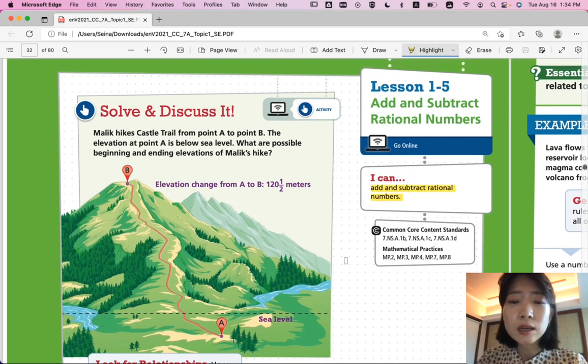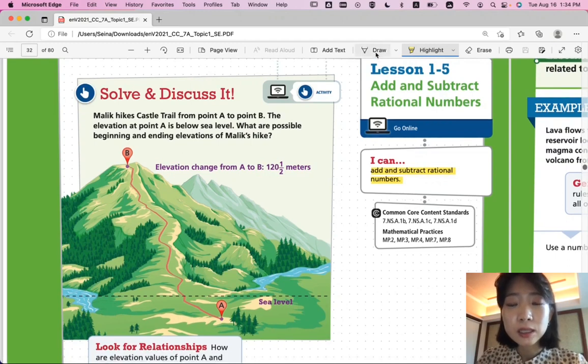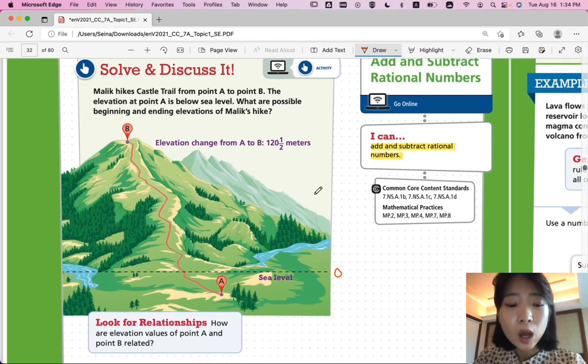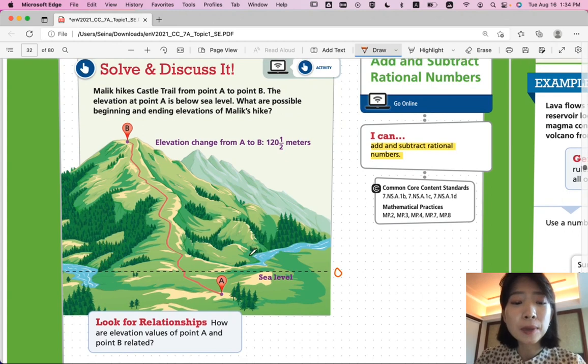So usually, if we're talking about sea levels are always 0. And anything below sea level would be represented as negative integers. And anything above sea level would be represented as positive integers. In this case, we're going to talk about fractions too. So how are elevation values of point A and B related? Elevation change from A to B, we know, is 120.5 meters.